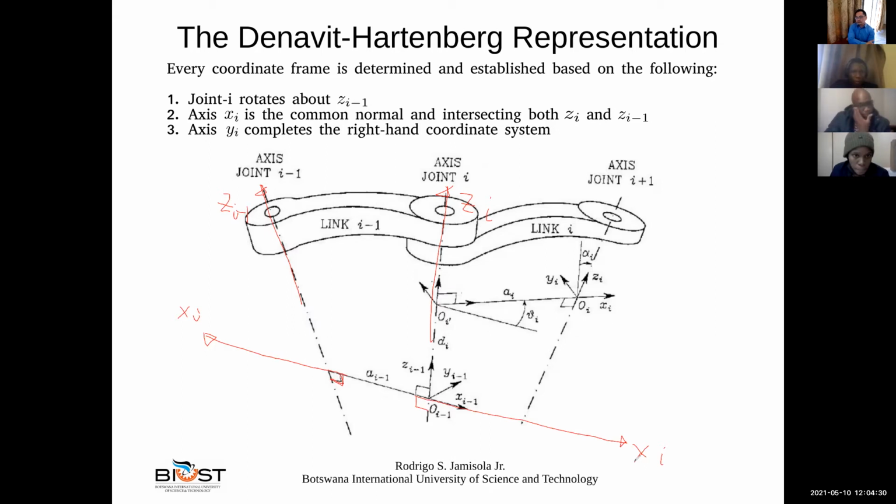Any questions? Okay. Once we define zi and xi, that's okay. yi will be somewhere here by that convention, but this is not necessary. We don't need to show yi because it will just occupy space and it's not critical.